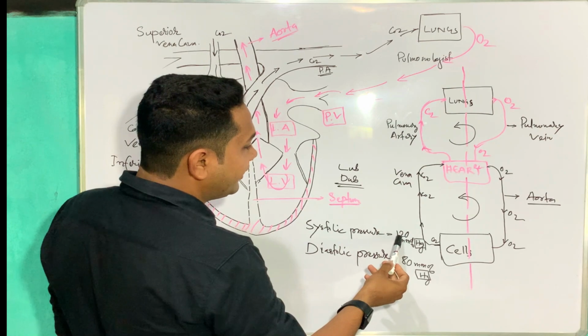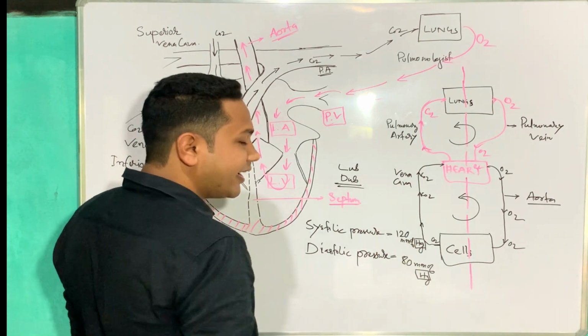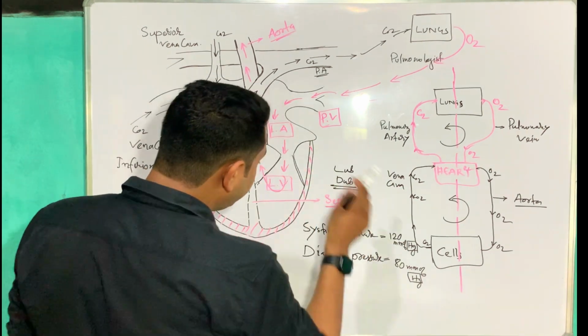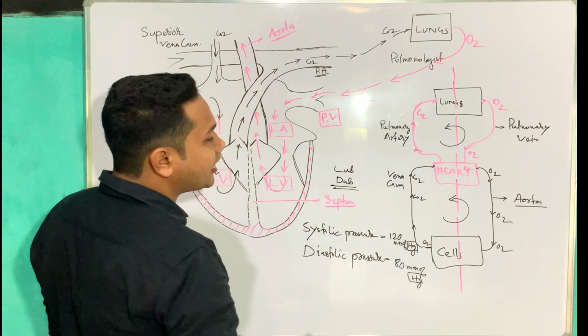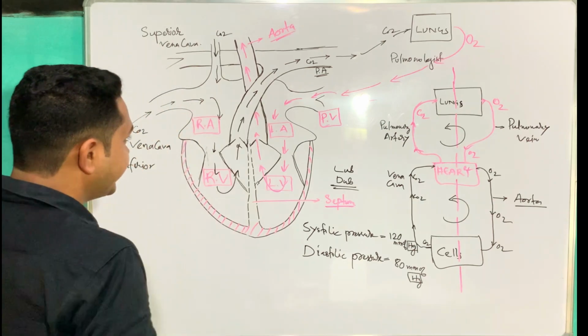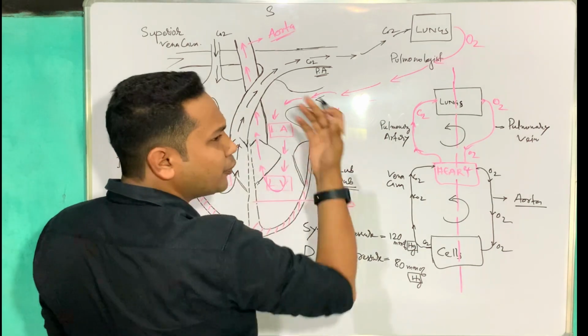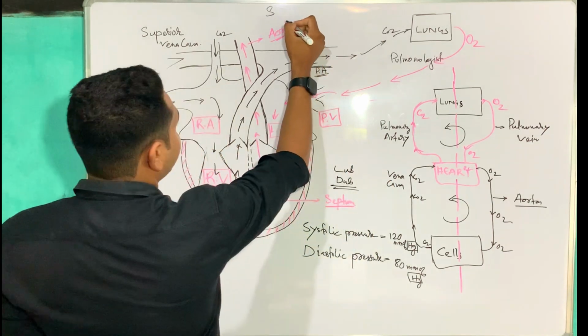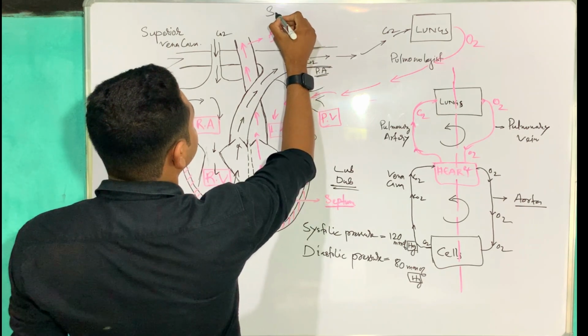Whenever it exerts above 120, then we say that it is high pressure. Through which machine are these pressures measured? The machine through which these pressures are measured is known as a sphygmomanometer. Normally we say BP machine, but the actual name is sphygmomanometer, and you should know that.